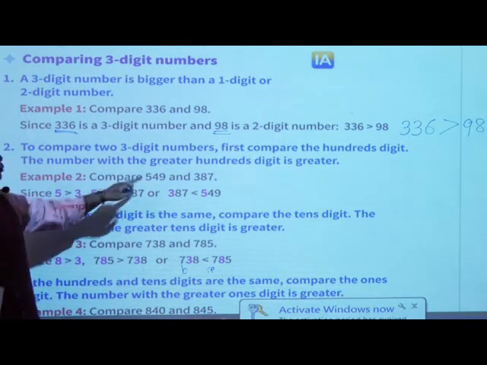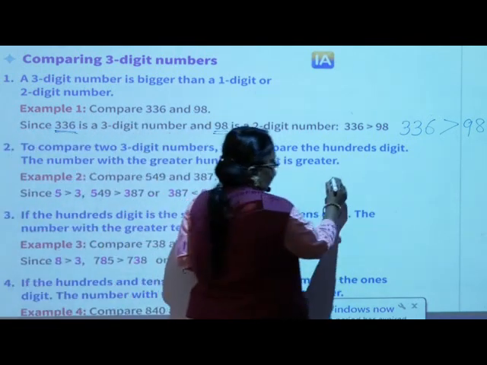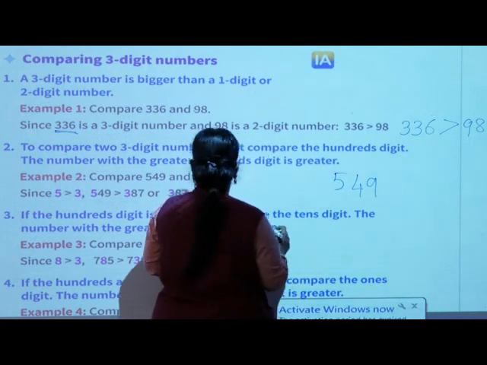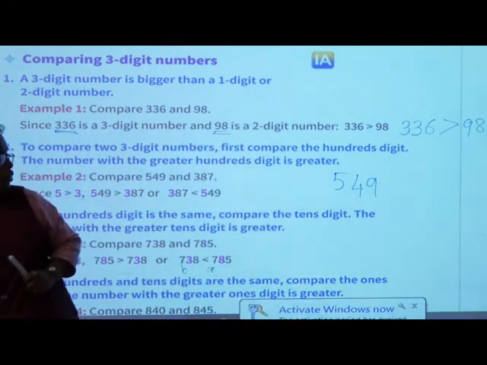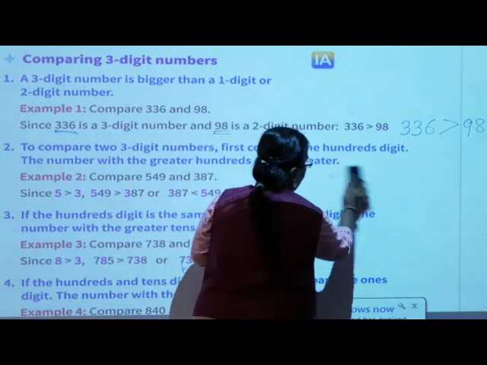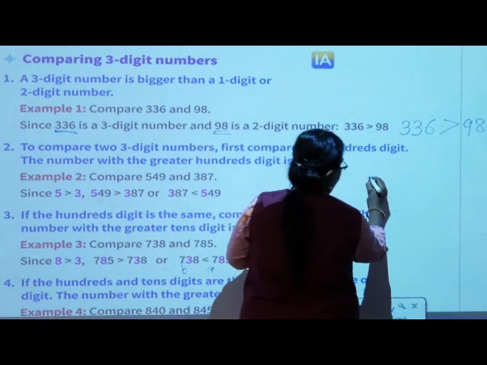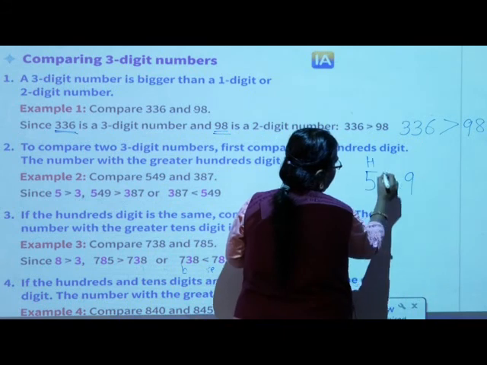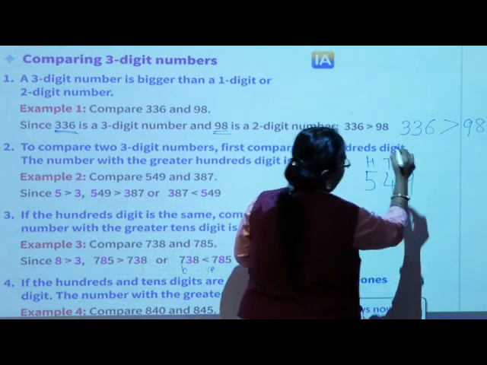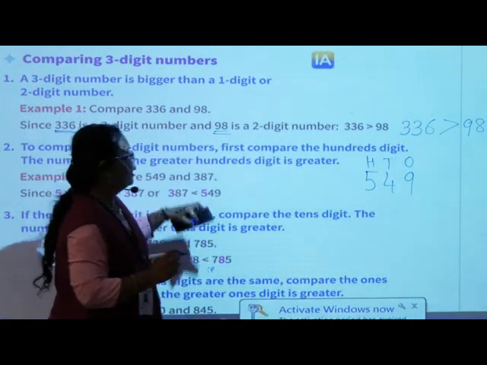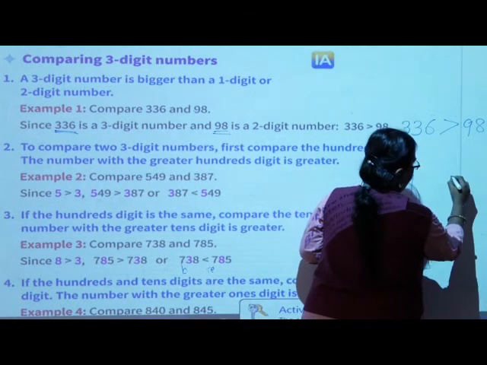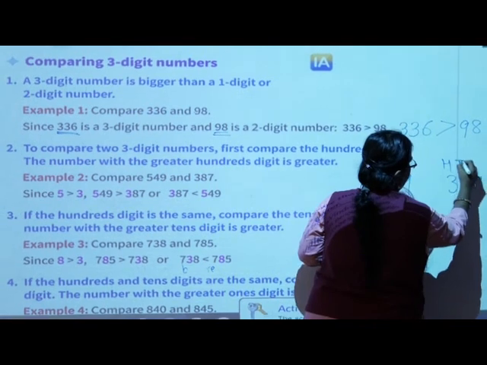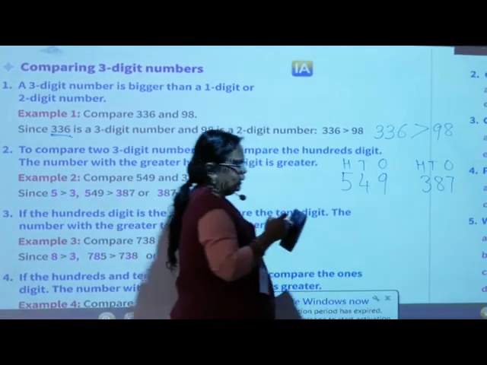Now the hundreds digit means here you can see 5, 4, 9. This is in hundreds place, this is in tens place, this is in ones place. And 3, 8, 7. This is in hundreds place, this is tens, and this is ones place.